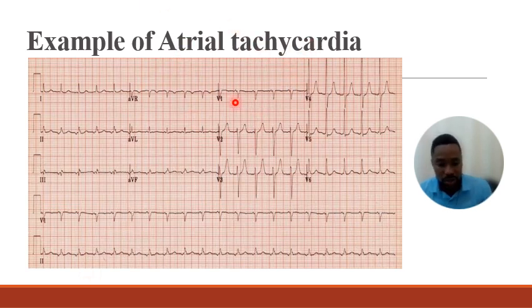Now this is an atrial rhythm. One of the features of atrial rhythm is that they don't have a normal P wave. You can see one here has an inverted P wave. And if you look at the rate, the big boxes here are less than 3. So this is atrial tachycardia.